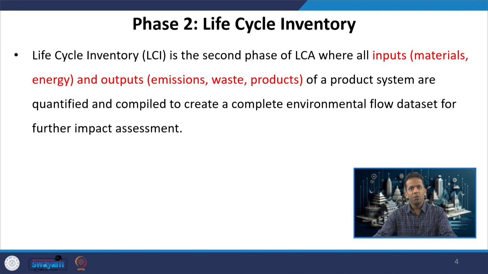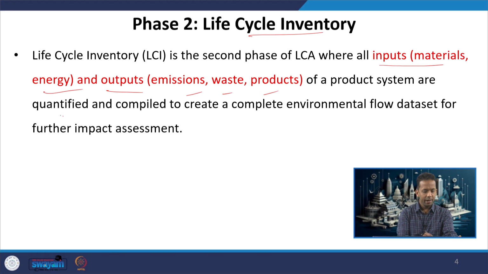So, once the goal and scope is defined, the second phase of life cycle assessment is life cycle inventory, where there is a lot of data collection, all the inputs and outputs in terms of material and energy. Outputs can be emissions, waste, losses, products, of a product system, and are quantified and compiled. They are not just quantified, but they need to be compiled properly in the form of inventory tables.